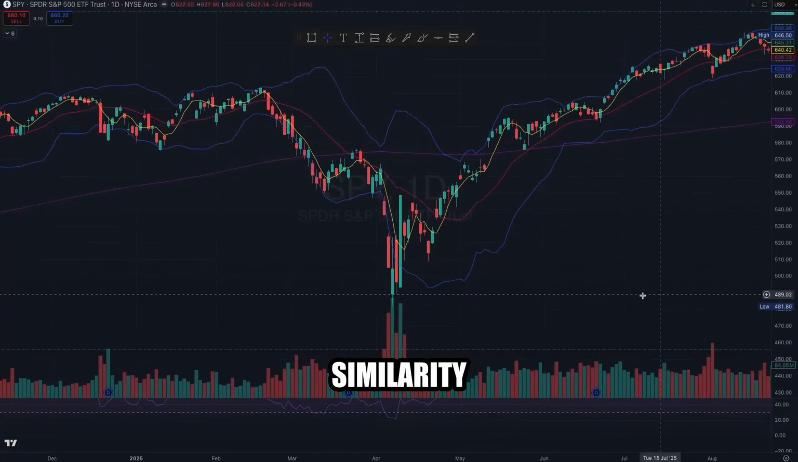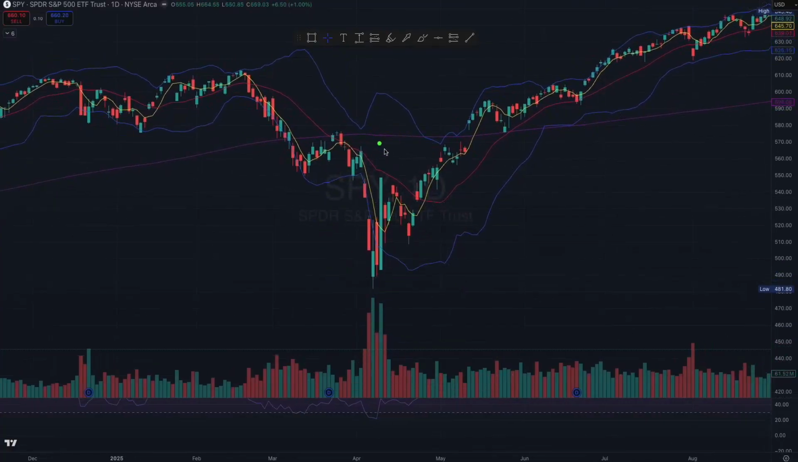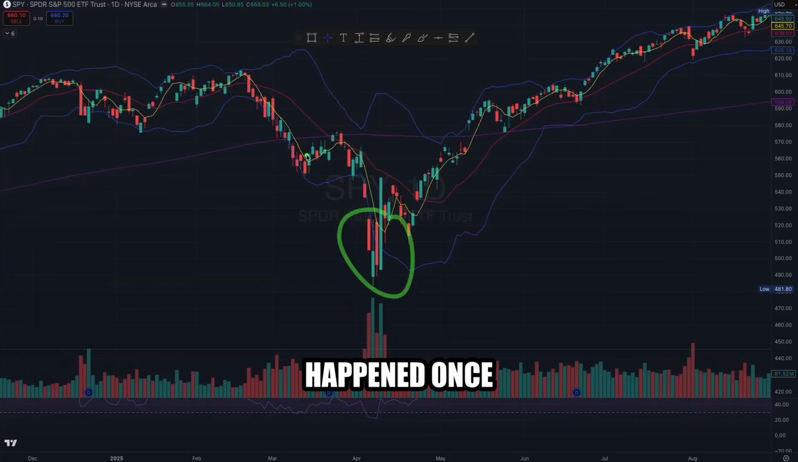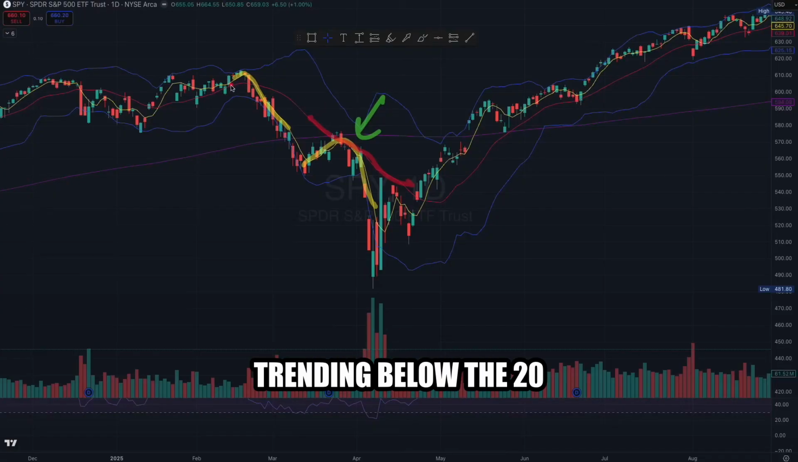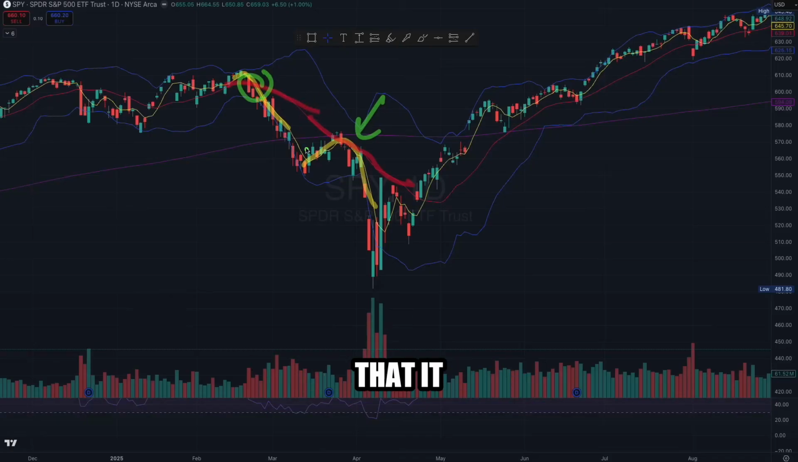Now, there is a similarity between this retest here, because this retest happened once we had a rejection from the 5-day crossing below the 20-day moving average. Now, there's something here I want you to remember, because this didn't happen only once. The 5-day was already trending below the 20-day moving average. So the fact that it retested the 20-day moving average again and was rejected here led it down to another lap below to the bottom Bollinger.